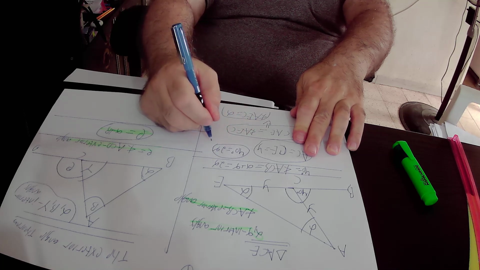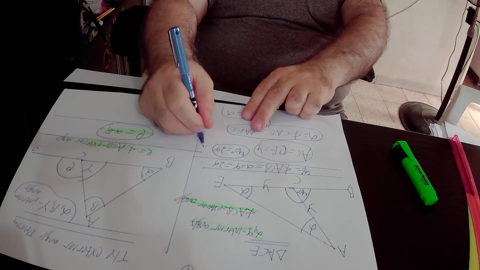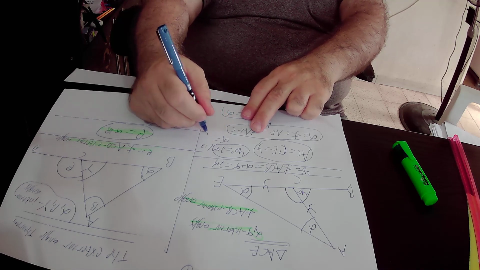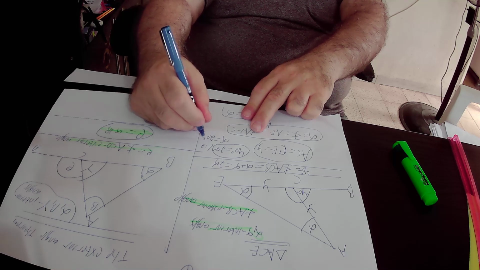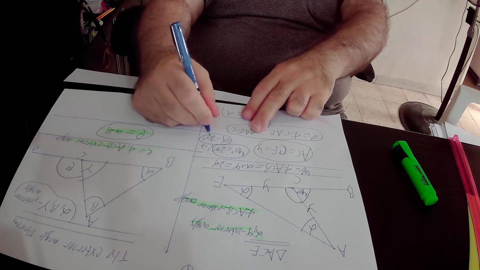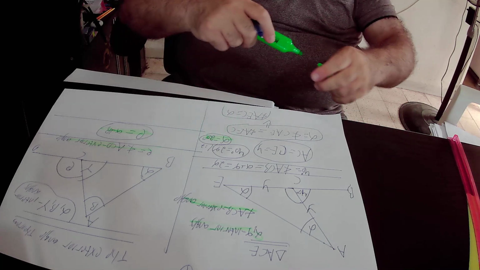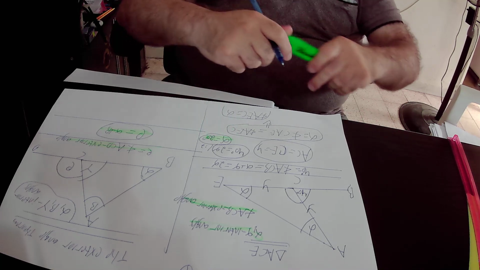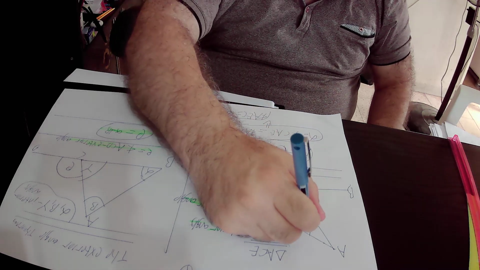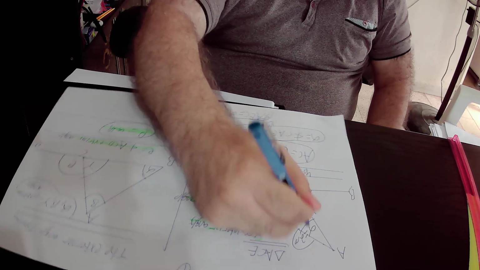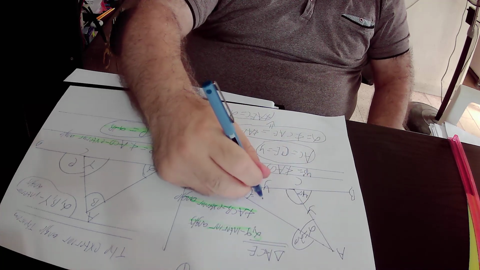Here we will divide this equation by 2, and we will get that alpha equals 40 degrees over 2, that is 20 degrees. So I found out that angle alpha equals 20 degrees.